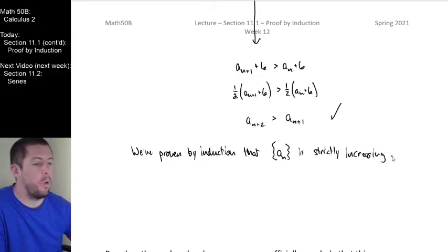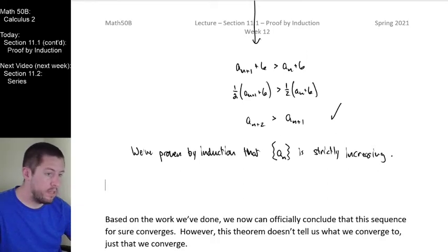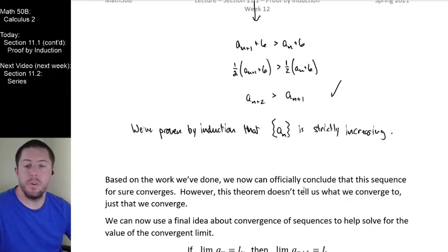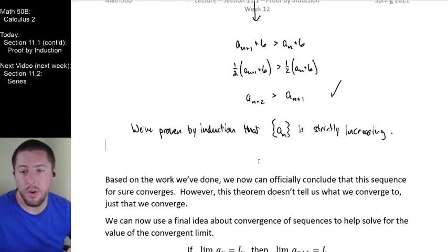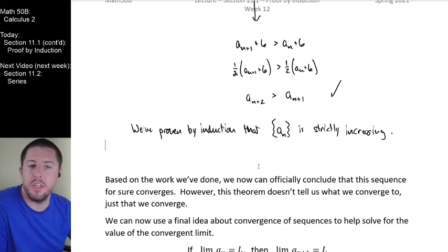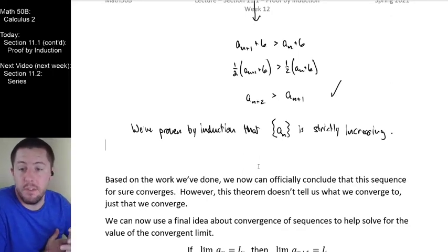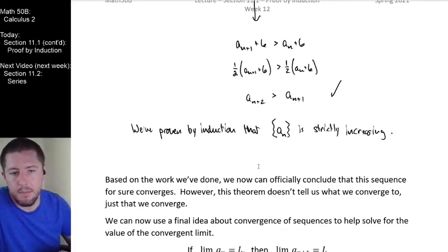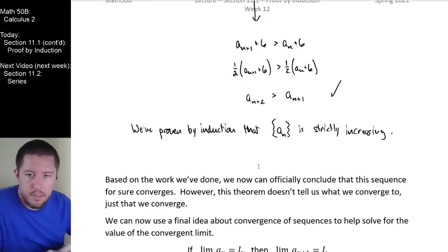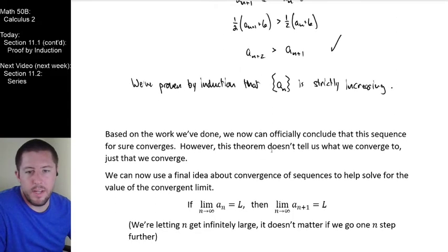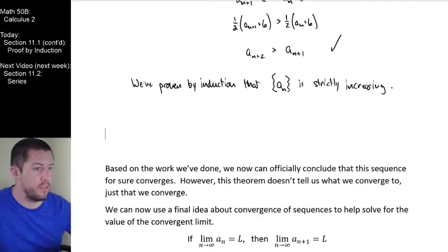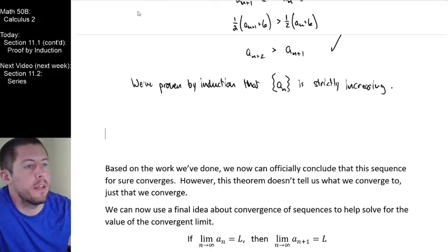So now we have proven by induction that it was bounded above. We've proven by induction that it's strictly increasing. Those are the two requirements for the bounded monotonic theorem, and therefore we can now officially conclude that this sequence for sure converges by the bounded monotonic theorem. However, we don't know what it converges to, right? So now maybe let me just make this kind of claim right here.